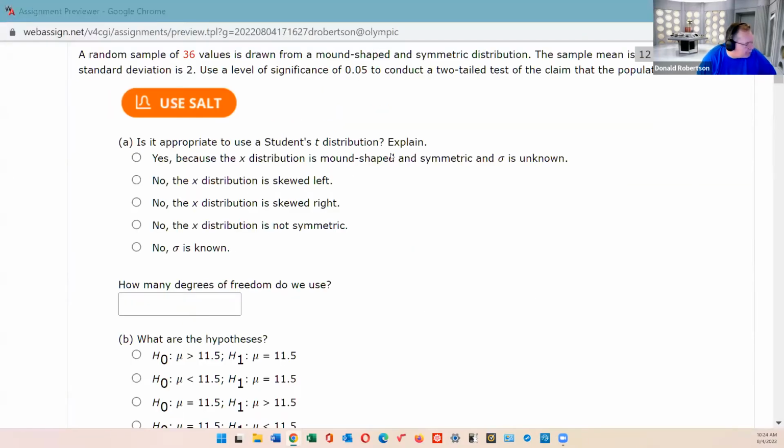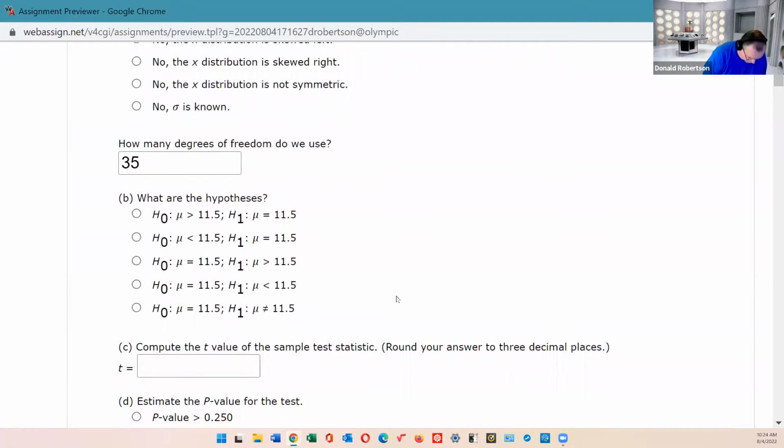So is it appropriate to use the student t distribution? Well, yes. How many degrees of freedom does it have? Although you can't see it, it's 35. Essentially, isn't it always one less than the sample size? So I didn't need to use SALT to do that. Now, what are the null and alternates? I've already set them up. It was equal to 11.5 and not equal to 11.5. So that makes it that one, right?